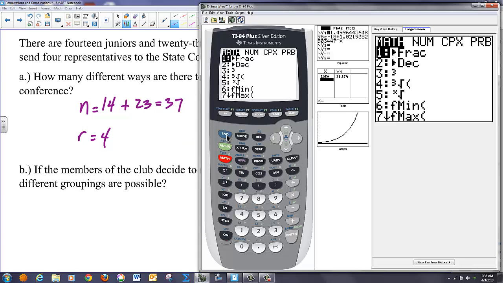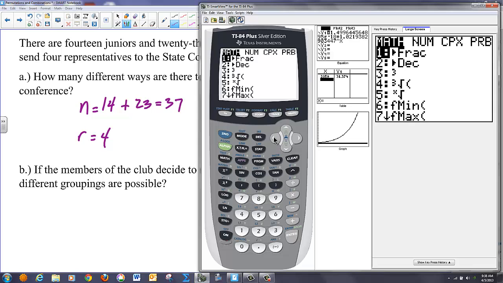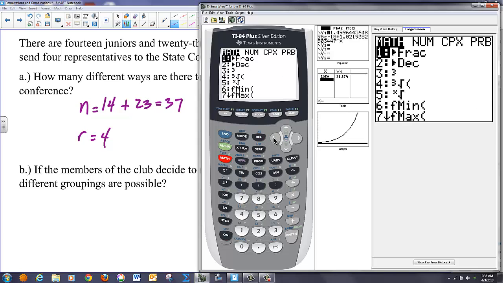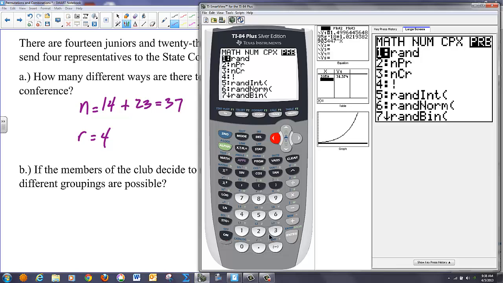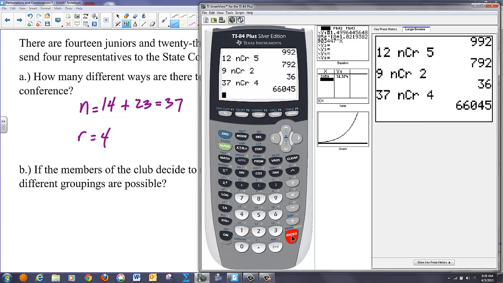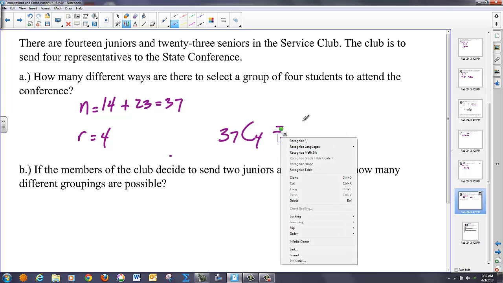Whoops, gotta go back, sorry about that. Let's go 37 again, C 4, screwed up again. Math, probability, the number 3, 4, gives us a total of 66,045.